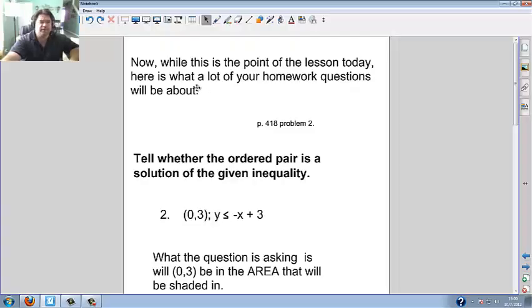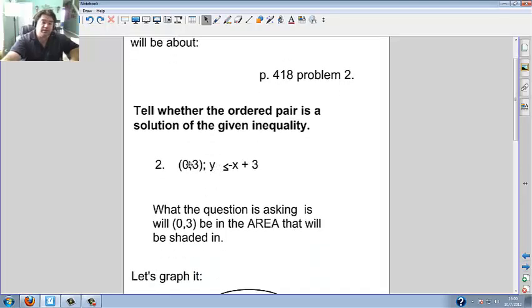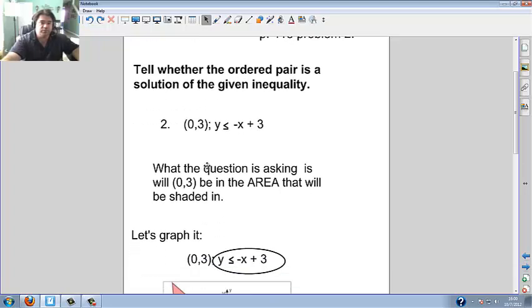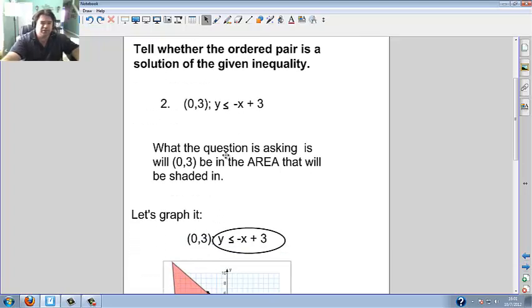And back. Now, while this is the point of the lesson today, here is what a lot of your homework questions will be about. You can look at page 418, problem 2. It'll say, tell whether the ordered pair is a solution of the given inequality. They'll give you the ordered pair they want you to try. We'll say 0, 3, which means if x is 0 and y is 3. All you have to do, well, there's two ways you can do it. The question is asking whether it'll be in the area that will be shaded.